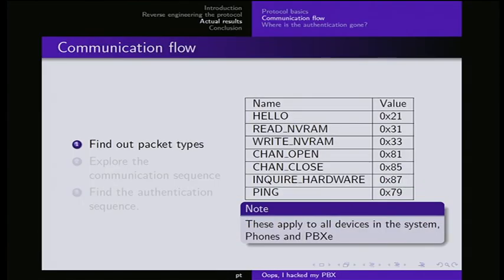Here are some packet types I found in the communication stream. It's a hello packet that basically introduces the client to the PBX. They exchange their protocol versions. A read NVRAM and a write NVRAM, which enable you to read and write arbitrary data in the NVRAM of the respective device you are talking to. There's a channel open and a channel close command for opening and closing channels to the subsystems. And there is an inquire hardware, which enables you to look in the device tree at what devices are below the device you're talking to. And there is a ping, which answers with the same data you sent it.